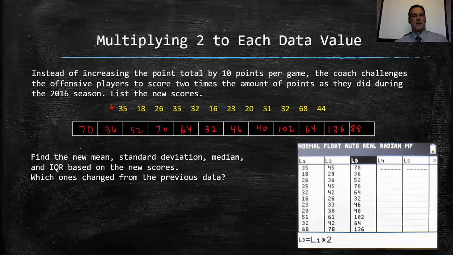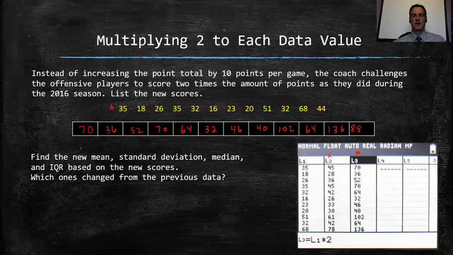Now, if you're like me and you want to check it afterwards, here's what you're going to do. You're going to go to your L3. Notice I left my L2 in there. I'm not going to use that anymore, but that's okay. I don't have to delete it. All I'm going to do from my L3 is highlight it. Highlight your L3 and then make it L1 times 2. And when you do that and hit enter, you should get all these items.